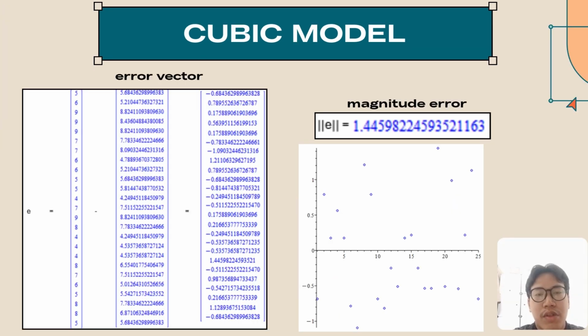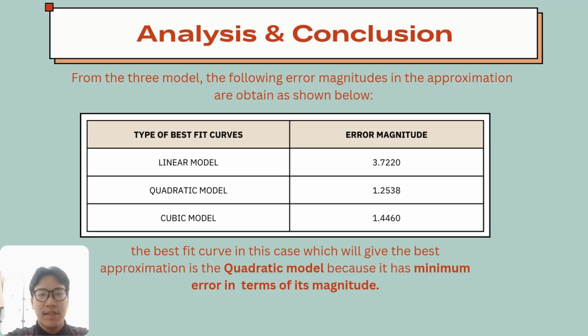For the error vector, the formula is error equals y minus Mv. After that, we find the magnitude of the error value to get the magnitude error, which is equal to 1.4459.